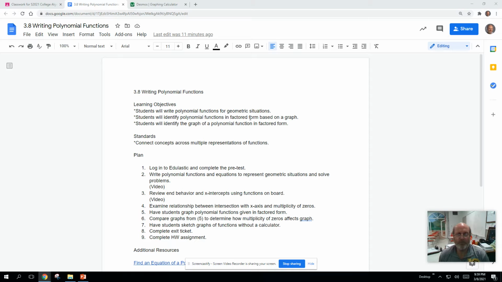Students will identify polynomial functions in factored form based on a graph, and you'll identify the graph of a polynomial function in factored form. So we're going to start by doing a video on writing polynomial functions and equations to represent geometric situations and solve problems.